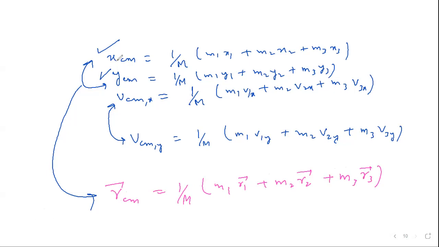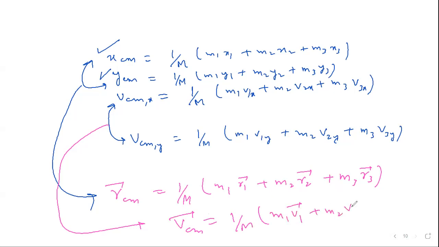But Rcm is position vector of center of mass. It will have two components, xcm and ycm. R1 is position vector of m1. It will have two components, x1 and y1, and same goes for R2 and R3, right? Likewise, you can club these two equations in vector form. You can write velocity of center of mass as a vector and write it 1 over m, m1v1, now v1 is a vector here, plus m2v2 plus m3v3, right? So now same goes for acceleration.